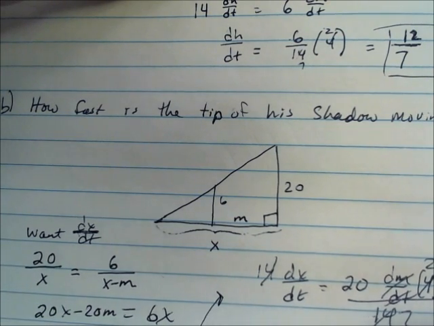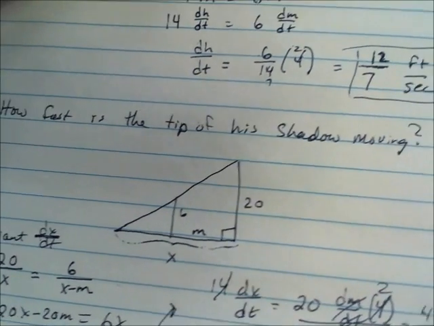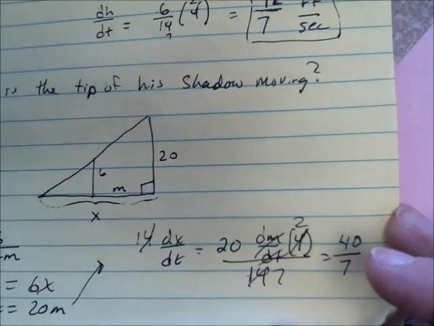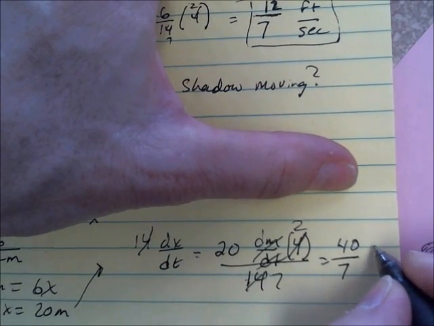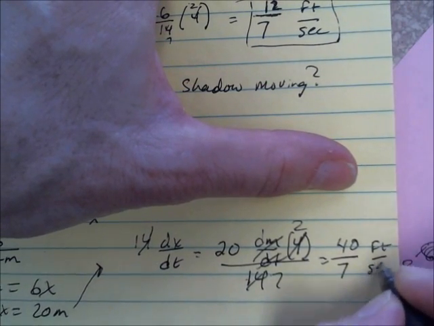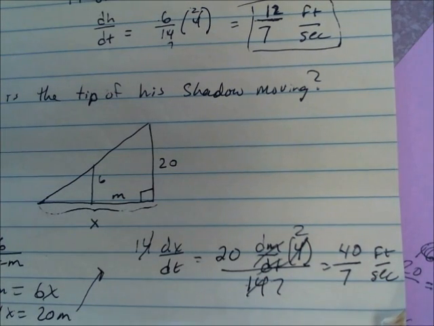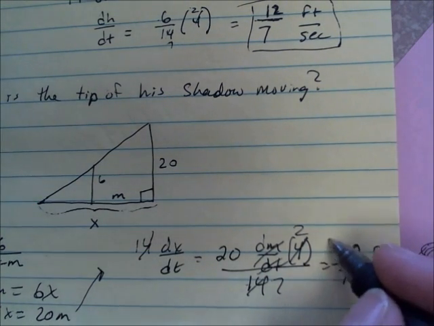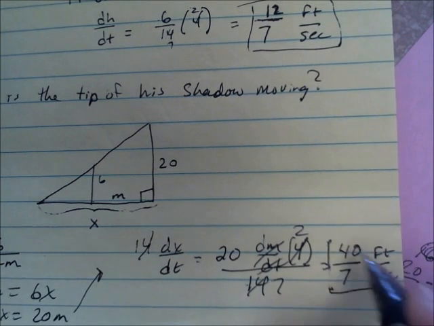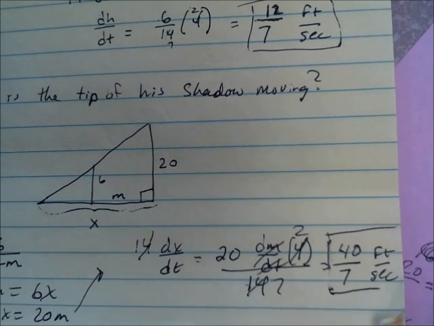Hopefully I did my math right. And what are the units? It looks like it's still feet per second. So we got 40 over 7 feet per second. That is the rate that the tip of the shadow is actually changing. It doesn't really have a whole lot to do with the length of the shadow.